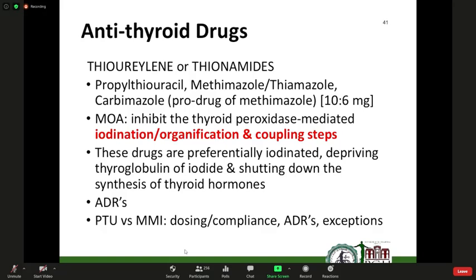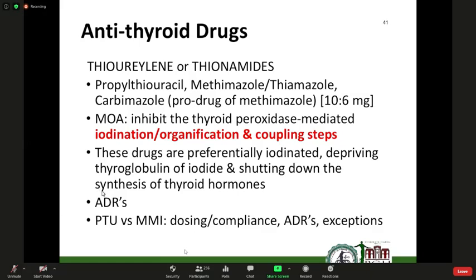This is the reason why the thionamides are the drug of choice for hyperthyroidism, especially methimazole in the outpatient. Now, carbimazole as a prodrug has a 10:6 conversion, meaning if you want to approximate the 5 or 6 milligrams of methimazole, you have to give 10 milligrams of carbimazole. And PTU is 50 milligrams. That's equivalent to 5 milligrams of methimazole in terms of their supposed effects.